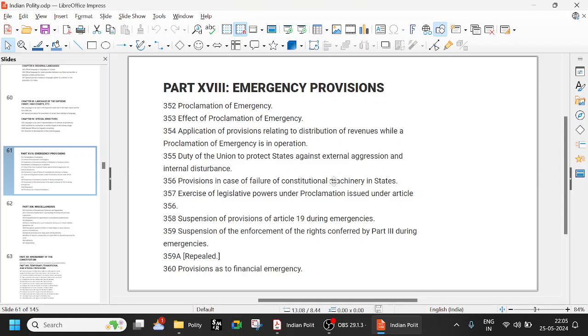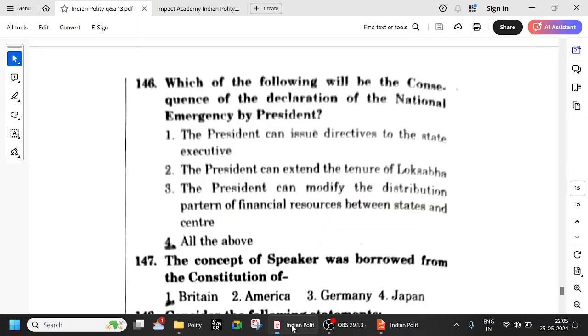So if the constitutional machinery is breaking down in the states, then the Governor will suggest to the President. The President will then give the provision for the President's rule. Then it will be governed. The elected government will be brought down, and the governance will be carried on by the Governor in the name of the President. That is President's rule. Very important.